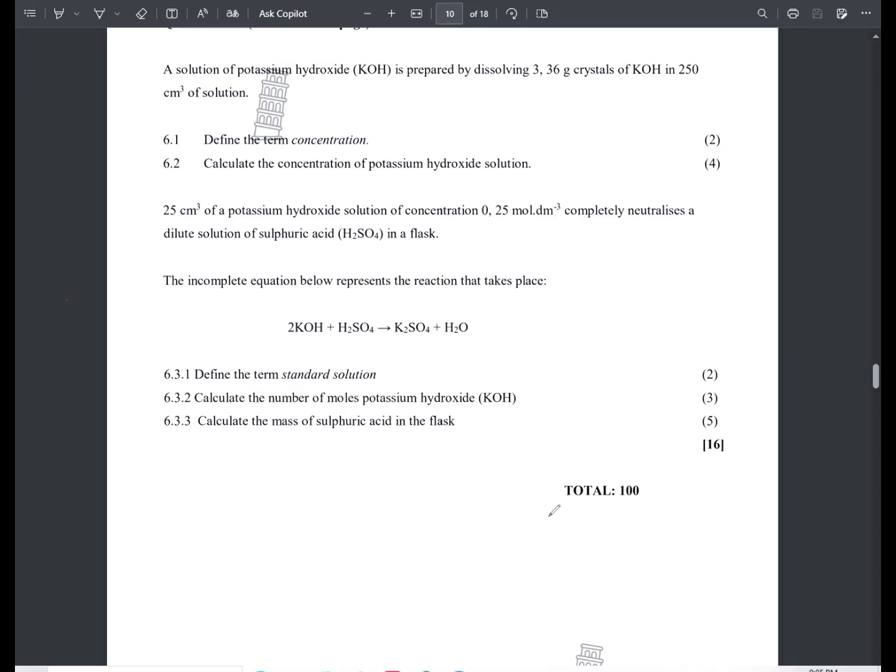Define the term standard solution. Now, a standard solution is a solution of known concentration. This is a solution whereby the concentration is known. So straightforward like that, you just say it is a solution of known concentration. So you must always have a way of sharing your definition in just the simplest way possible.